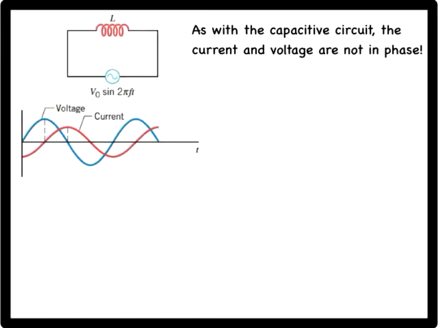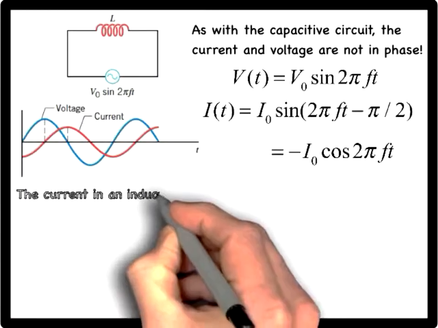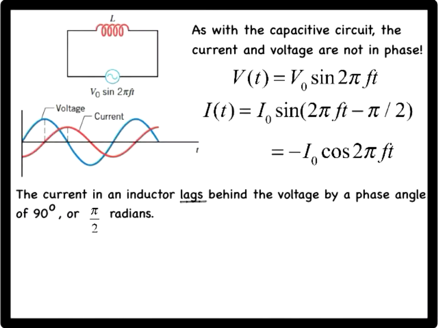If the voltage varies as V0 times sine 2 pi ft, the current fluctuates as I0 sine 2 pi ft minus pi over 2, which is equivalent to minus I0 cosine 2 pi ft. The current reaches its maximum after the voltage does, and it is said that the current in an inductor lags behind the voltage by a phase angle of 90 degrees, or pi over 2 radians. This is in contrast to the purely capacitive circuit we studied in the previous section, in which the current leads the voltage by 90 degrees.